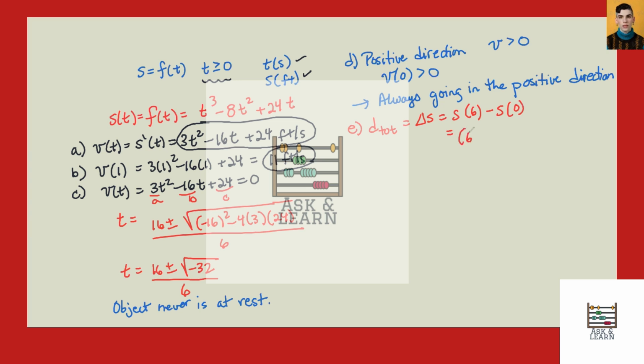So we're going to get 6 cubed minus 8 times 6 squared plus 24 times 6. And all the terms have t in them, so s of 0 is 0. When we plug that into our calculator, we end up with 72 feet. So we traveled 72 feet in those first 6 seconds.